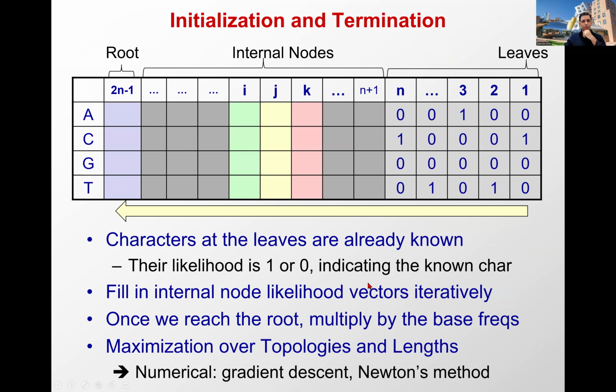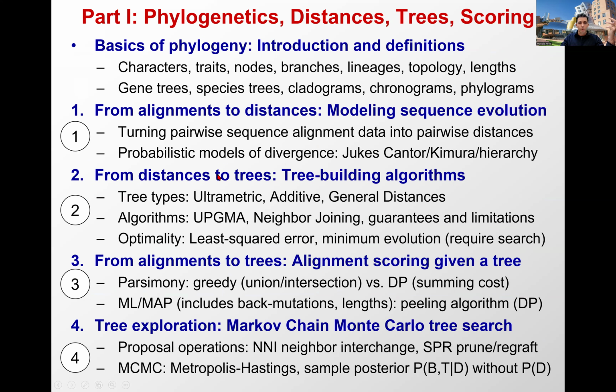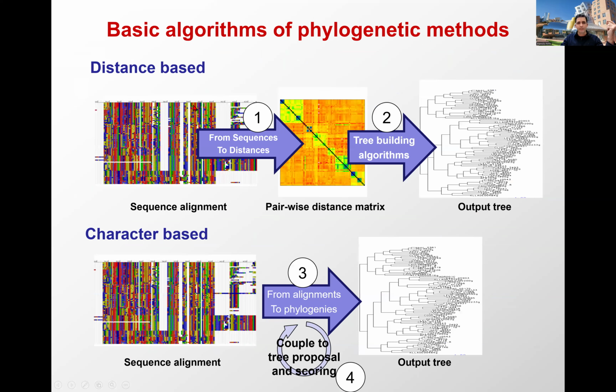So we're going to fill in all of the internal node likelihood vectors. When we reach the root, we're going to multiply by the base frequencies, and that gives me all of the states, and I can go back and compute that. Okay, so this is the third part, where I basically said I can go from sequences to distances, I can go from distances to trees, and I can go from characters to trees, score different trees, and figure out which tree gives me the best likelihood or the best a posteriori probability.